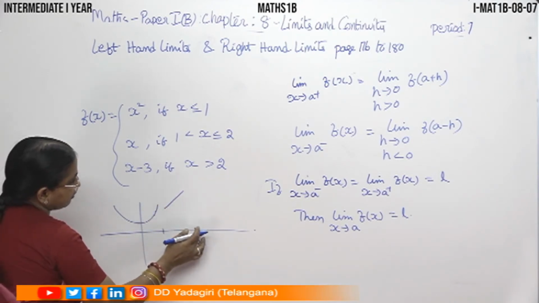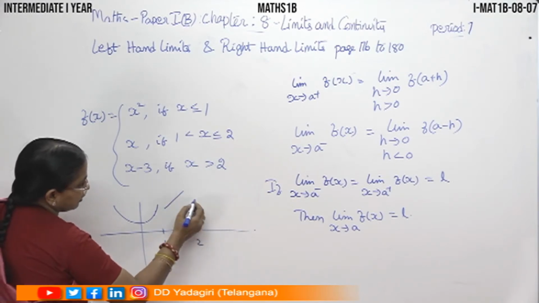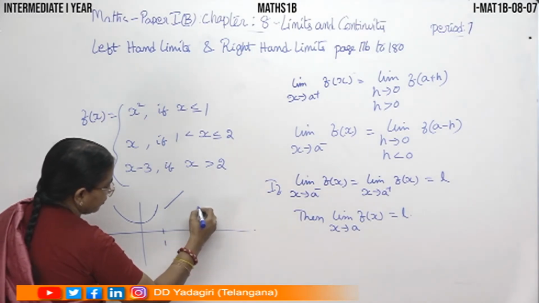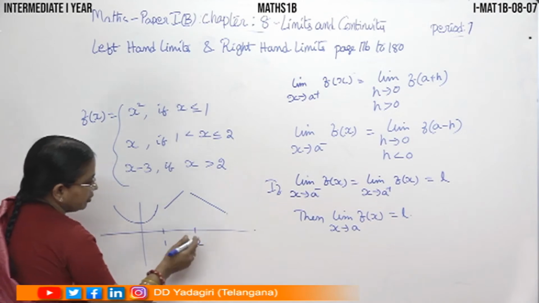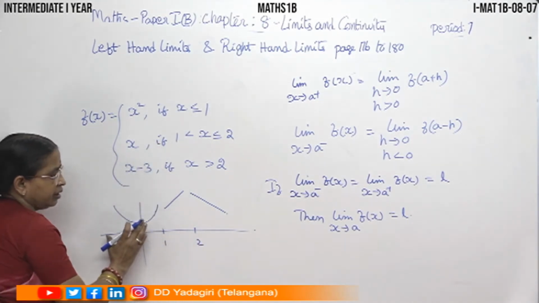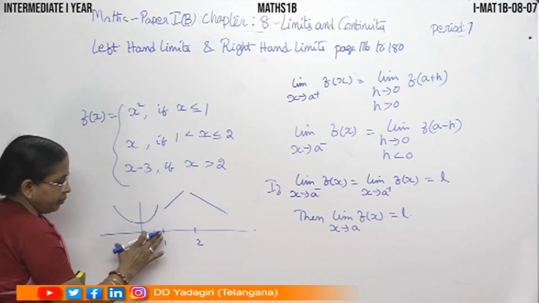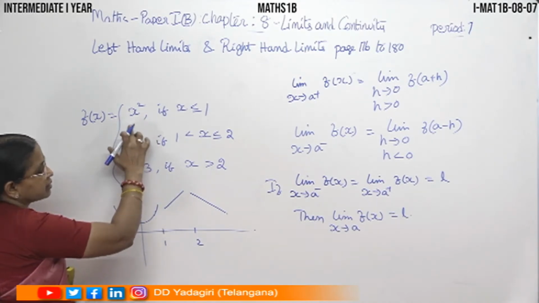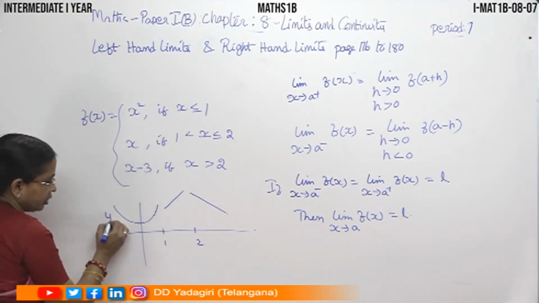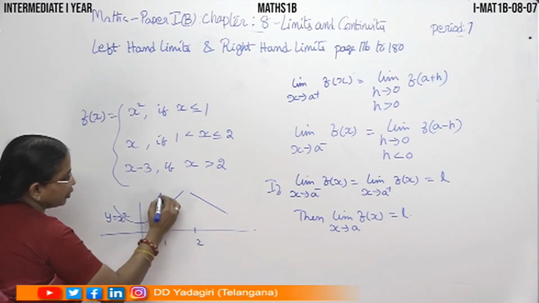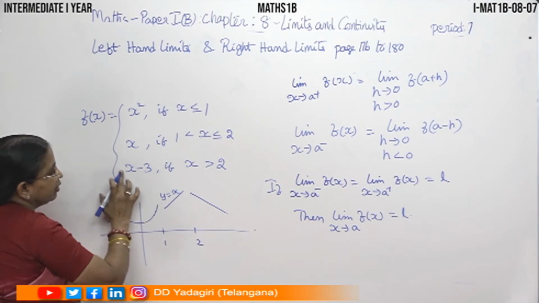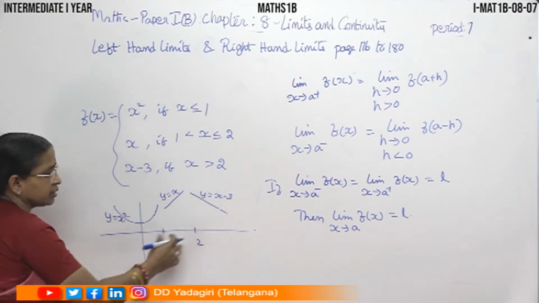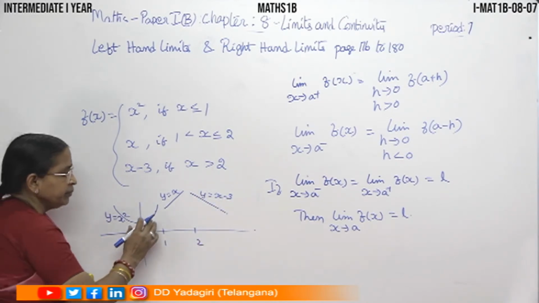And then when x is greater than 2, it is a line y equal to x minus 3. It may be some line like this. So a function is defined in different intervals in a different way. When x is less than 1, that is from minus infinity to 1, it is a curve, y is equal to x square. Between 1 and 2, it is y is equal to x. And when it is greater than 2, it is y is equal to x minus 3. So like this, the function is defined in different intervals.